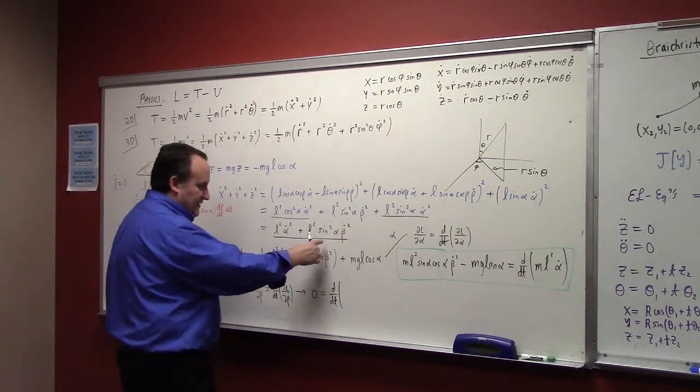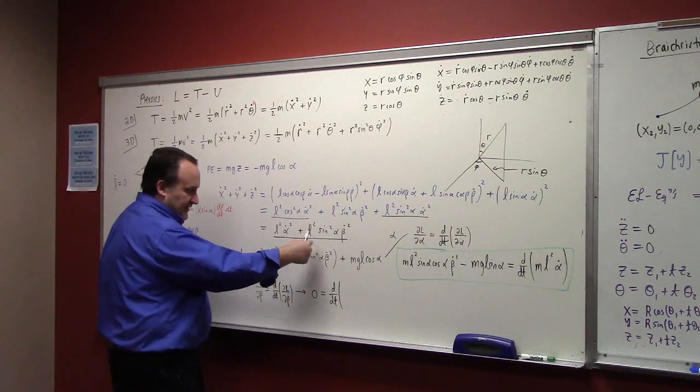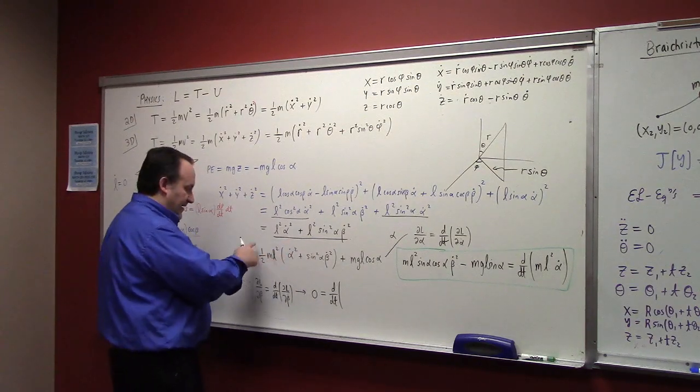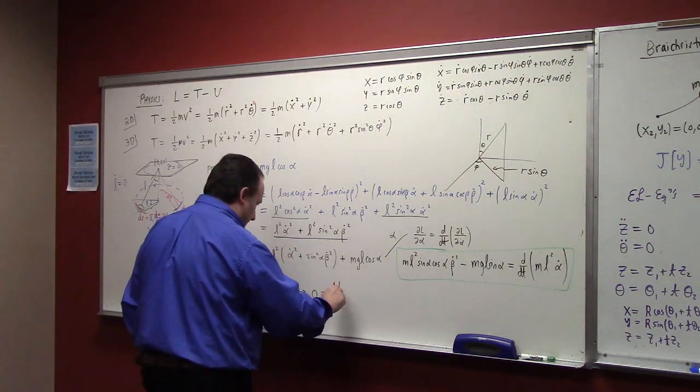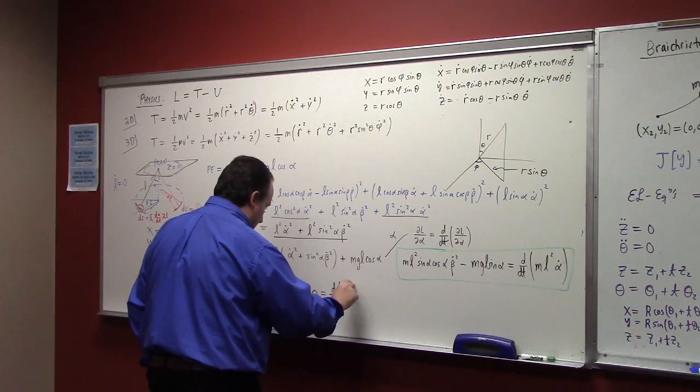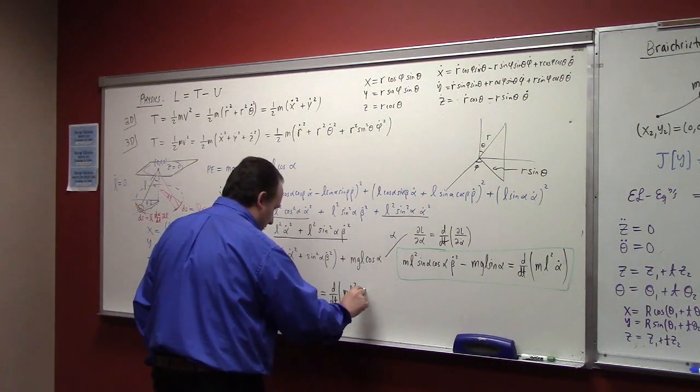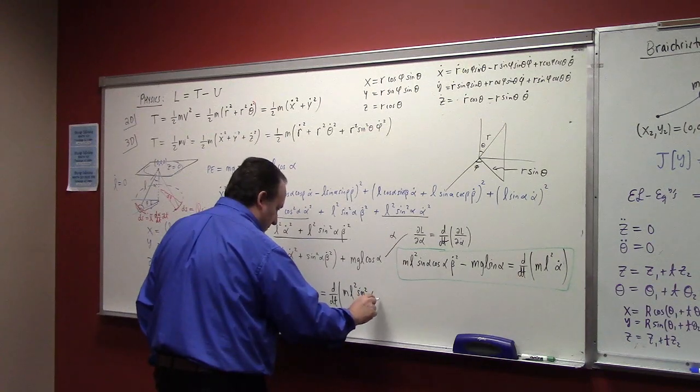So the only beta dot dependence is right here. So it gives me a 2 beta dot. That cancels this 2. And we've got ourselves an m l squared sine squared alpha, right?